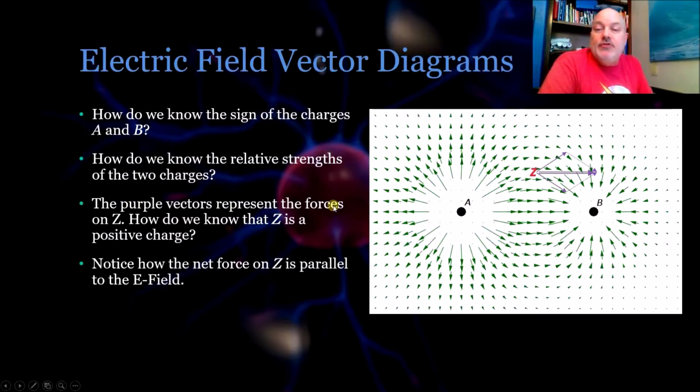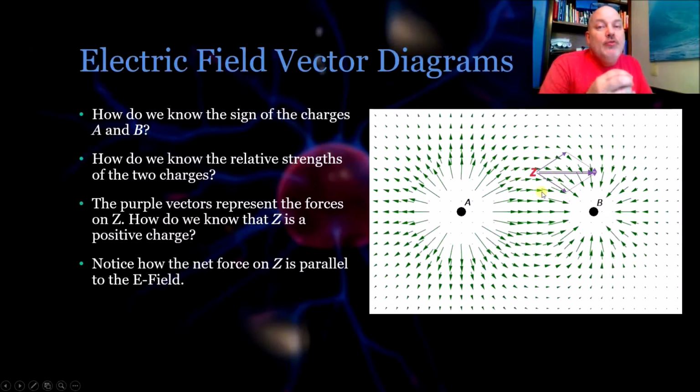The purple vectors represent the forces on Z. So Z must be some particle right here. Notice it gets pushed away from A and toward B. And we know that B is negative and A is positive, so that means Z must be a positive charge. And the net force on this Z positive charge is to the right. Notice how that is parallel to the electric field vectors in that spot.